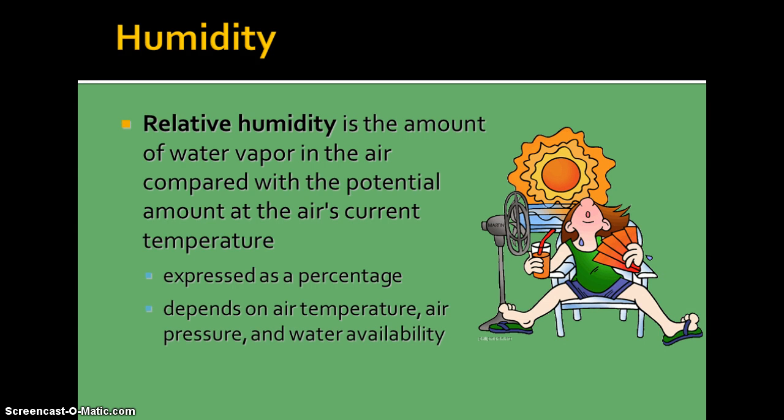So relative humidity we do express as a percentage. So if we say that the humidity is 70%, that means the air is holding 70% of the water vapor it can at that temperature. In addition to temperature, there are other factors that come into play: air pressure, the availability of water vapor, but usually we compare it to temperature.